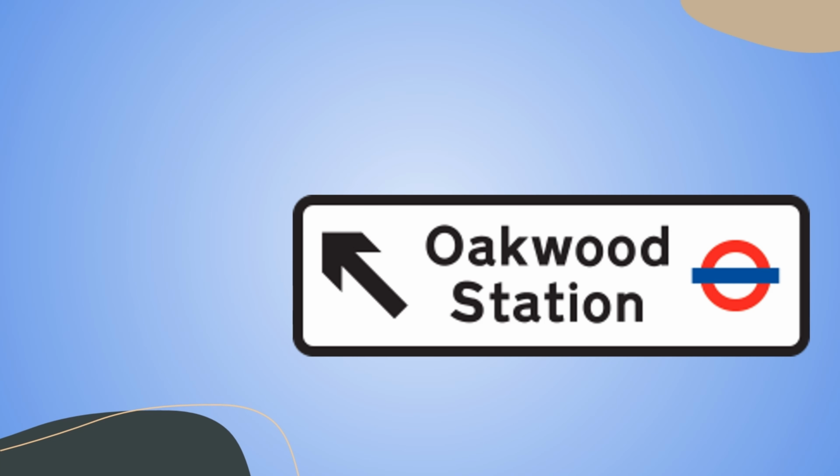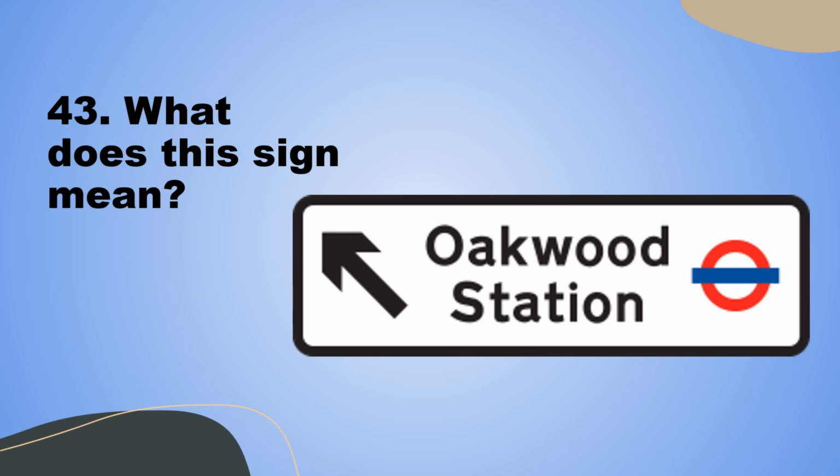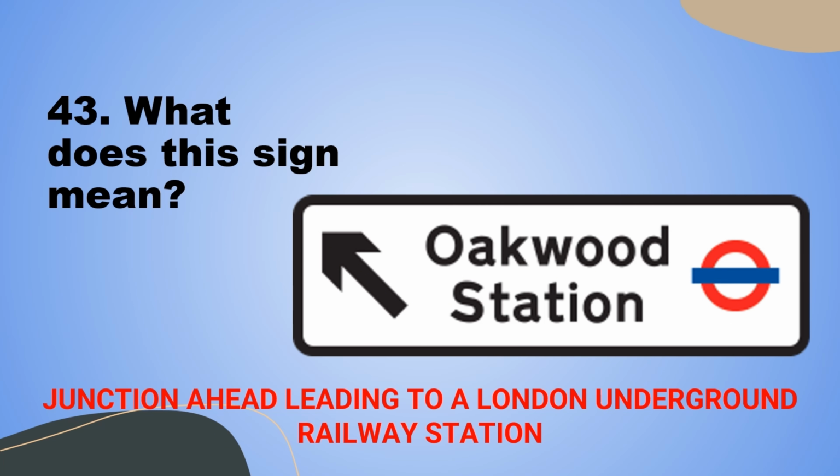Next question. What does this sign mean? Junction ahead is leading to a London Underground Railway station. On this particular sign, you can see that it's telling you the name of the station, which is Oakwood Station. And then following that, you have the symbol for the railway station.